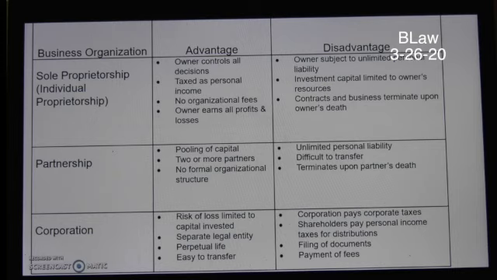Let's assume though now you want to pool with somebody and get more money and have a bigger resource. This is where a partnership could come in. Here the advantage is, again, you'll pool the money, you'll have 2 or more people, and there's really no formal organization structure. But like sole proprietorships, you're subject to that unlimited personal liability, and this too will terminate upon a partner's death. And it will be difficult to transfer.